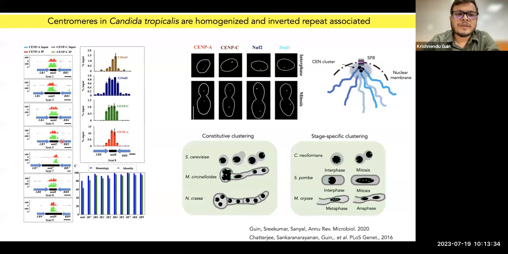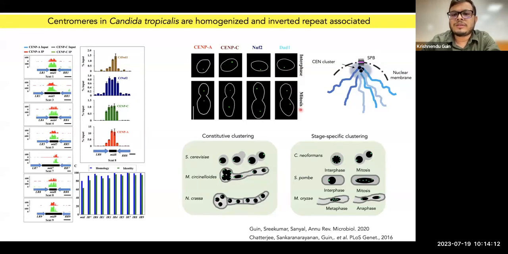So the interesting thing is, although there are 7 centromeres, this is not only true for Candida tropicalis, but also other species in the Candida subcomplex and also in Saccharomycotina, that the centromeres are always clustered at a single point, as you can see here. This figure shows the centromere localization of different kinetochore proteins: NPA, NPC, NAF2, and DAD1. And if you look at interphase cells or cells that are going through mitosis, you will see that all the 7 centromeres are clustered together in one spot. And when they segregate, you see 2 spots per cell.